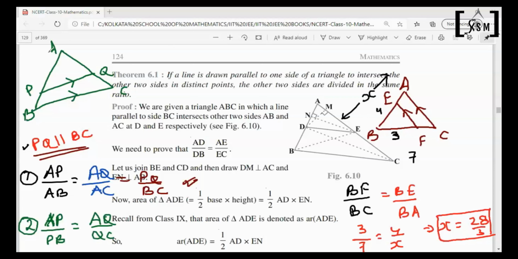This side AB got two pieces, AP and PB, right? And this side AC got two pieces, AQ and QC. So these two ratios will be equal. Make sense? Yeah, it makes sense. Okay. The example for this is, let me erase everything else.